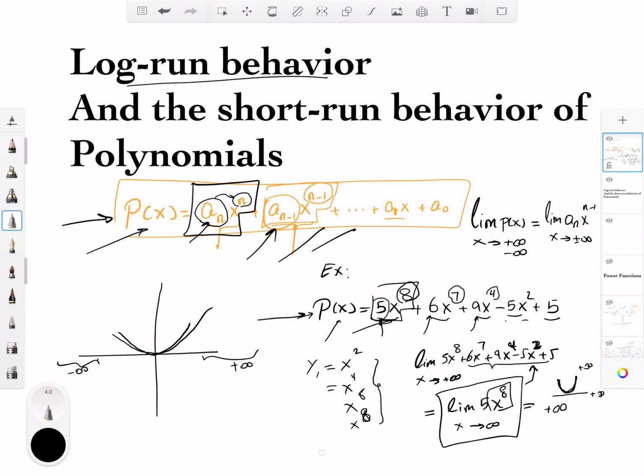So that's the meaning of the long run. What you do is just take the first term and analyze that.